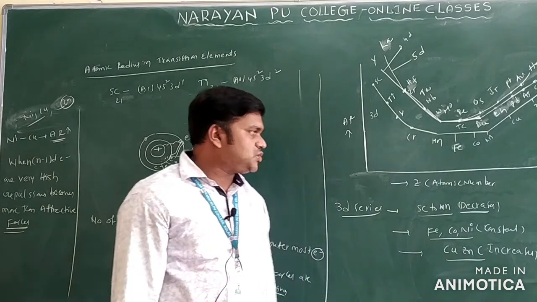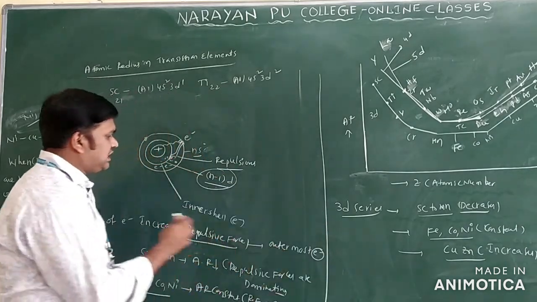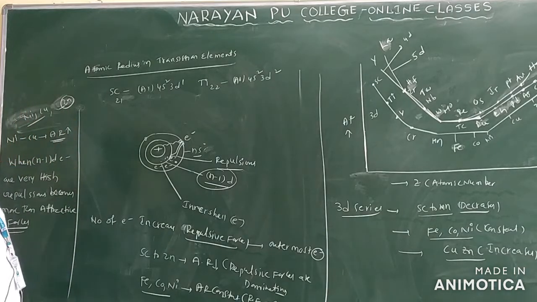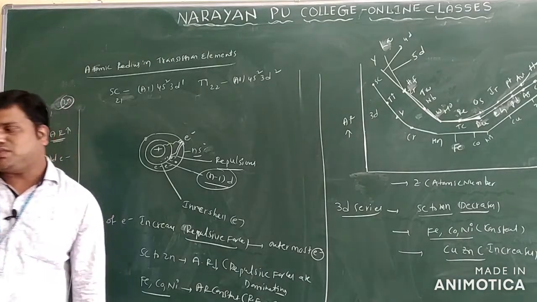From iron to cobalt it is constant. From copper to zinc it increases only. Because of which one here? Attractive forces and repulsive forces. And in this case, repulsions become more than attractive forces only. So this is regarding which one? 3D series elements only.